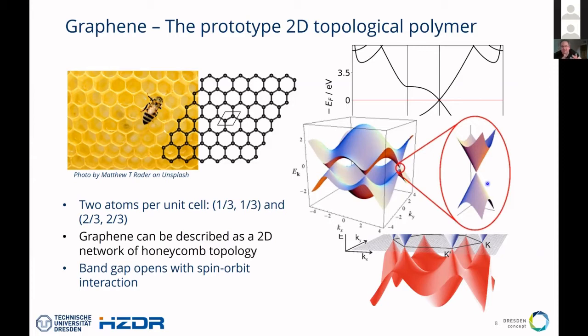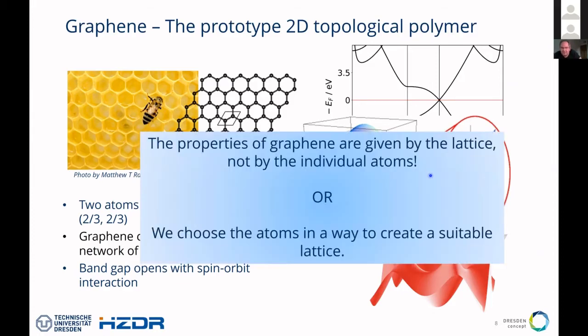So I hope that you at least have an idea now what it means when I'm talking about a band structure. Anyhow, what is important at the moment is that the properties of graphene are given by the lattice, not by the individual atoms. Okay, so if you are more, let's say, a synthetic chemist, you would say, okay, we are choosing the atoms in a way that we can create a suitable lattice, and then the lattice does have the property. But the point is, the property comes from the lattice. Now, what can we do with that?